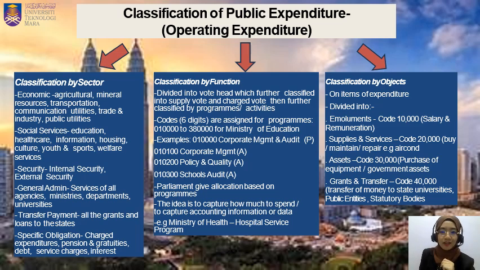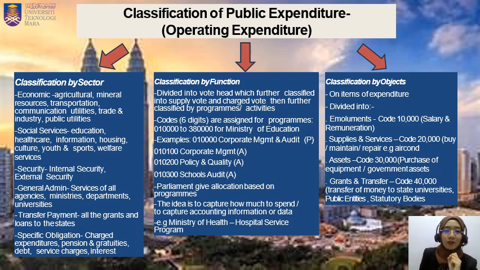Okay, if you can see here, it is by sector, by function, and by objects. Look at the sectors, whether it is economy, whether it's agriculture, mineral resources, transportation, communication, utilities, trade and industry, or public utilities. So this one you actually identify and do in your file assignment. It's very important for your assignment, so you can see from here.